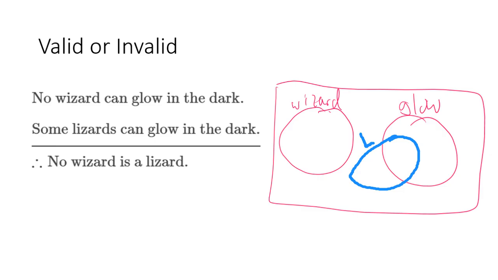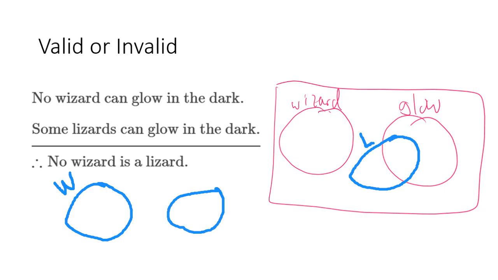But the most important thing you should ask yourself here is, can we draw this picture so that it's different, so that I can make this conclusion false? Well, we could try. So let's see. We have our wizard circle, and then we have our glow circle. I'm just going to call it G.